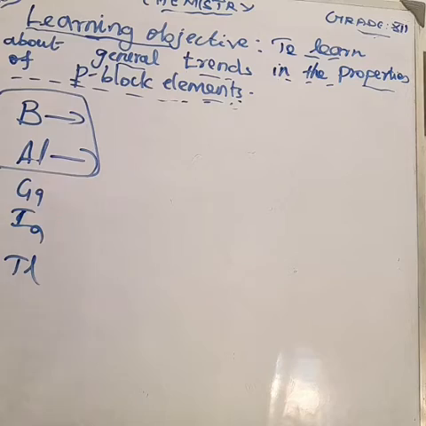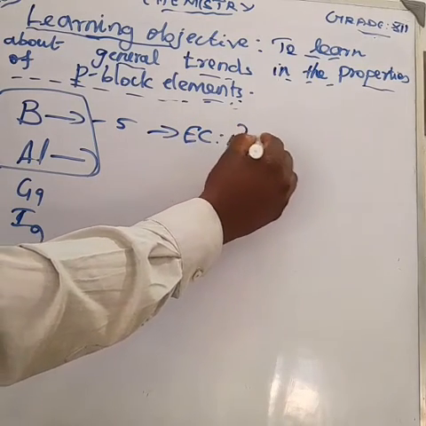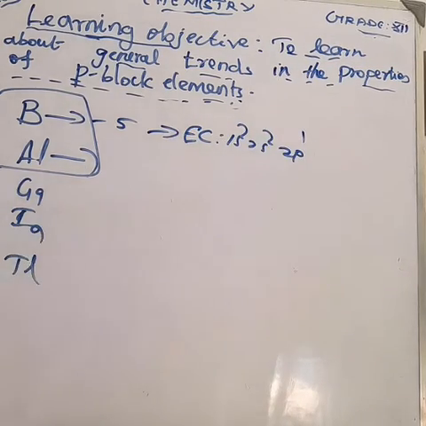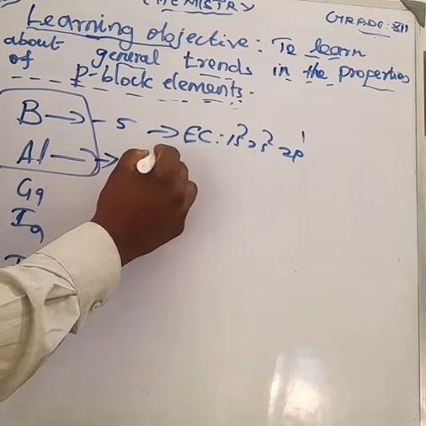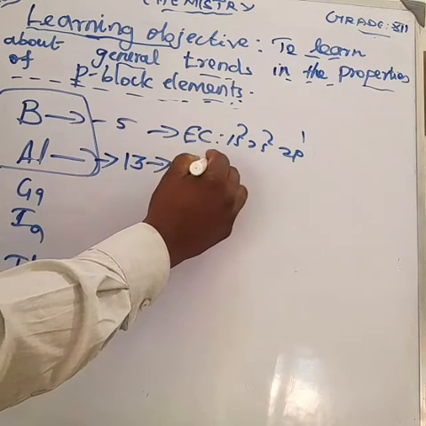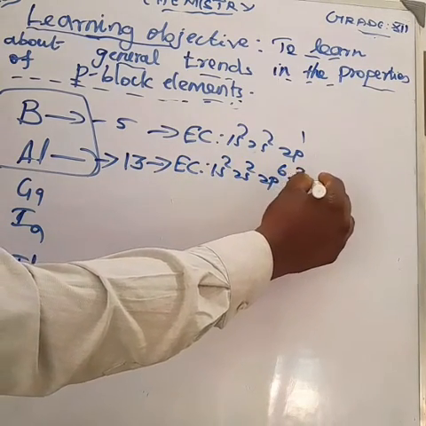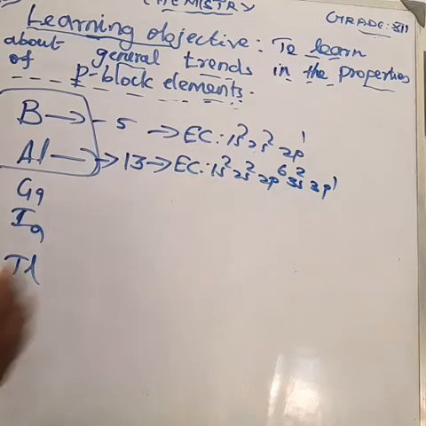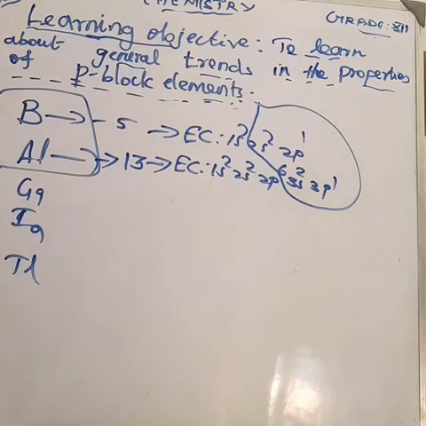What is the atomic number of boron? The atomic number of boron is 5. How will you write the electronic configuration? EC is equal to 1s2, 2s2, 2p1. Am I right? Next, aluminium. What is the atomic number of aluminium? It is 13. How will you write the electronic configuration? EC is equal to 1s2, 2s2, 2p6, 3s2, 3p1. Am I right?